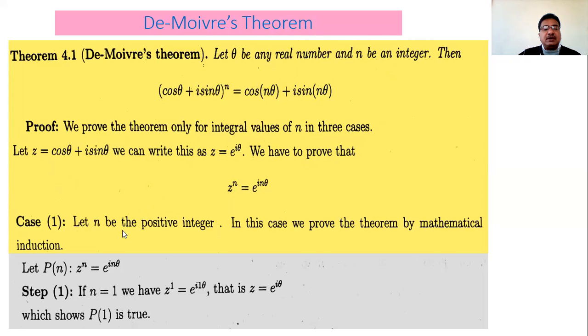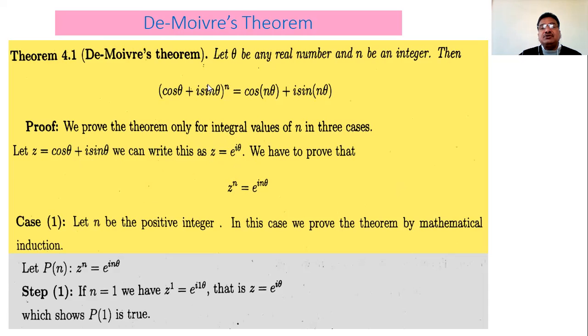The first case is what? n is a positive integer. What do I have to show? Let theta denote this number, and let z be cos theta plus i sin theta. Then z is e raised to i theta. This is in the exponential form; modulus is 1 and argument is theta. The value of e raised to i theta is cos theta plus i sin theta.